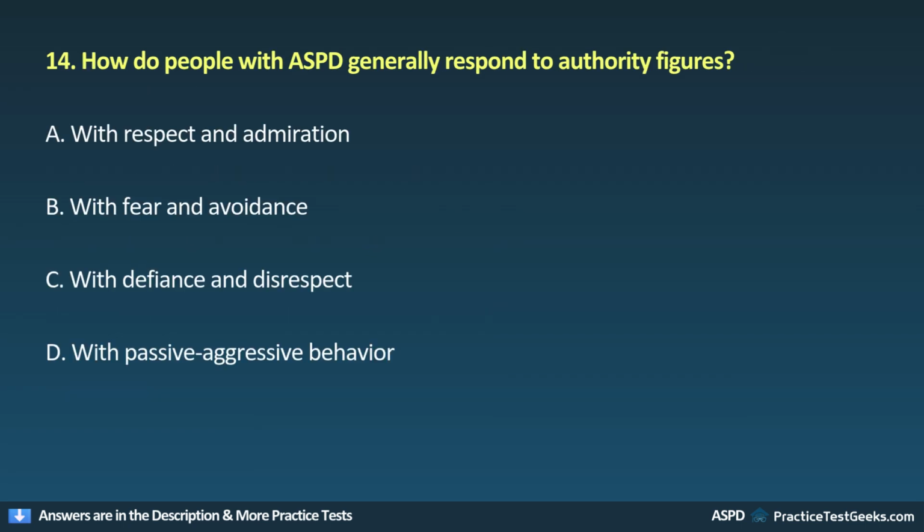14. How do people with ASPD generally respond to authority figures? A. With respect and admiration. B. With fear and avoidance. C. With defiance and disrespect. D. With passive-aggressive behavior.